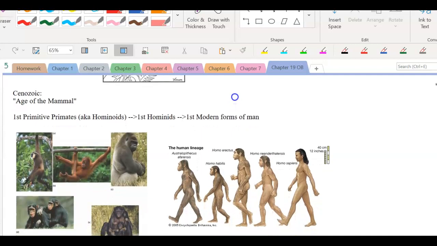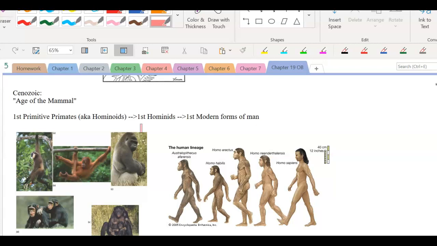And then Cenozoic, age of the mammal, will be the first placental mammal. So something that stays in the mom, develops in the mom, and then is birthed live. And so that would be everything from horses and deer and whales and rabbits and dogs and cats, all of those.